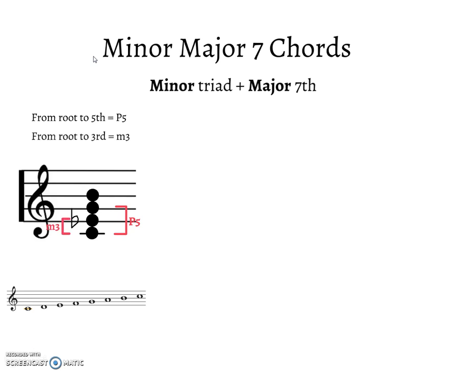We have a minor third again. That's our minor triad. And a major 7 on top. It's a C minor major 7.